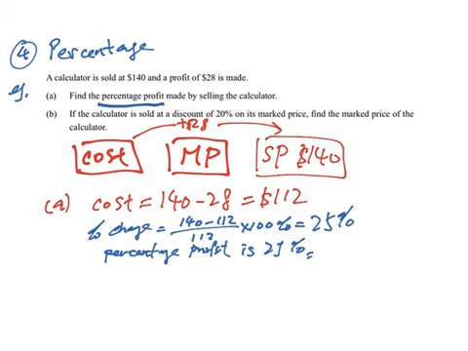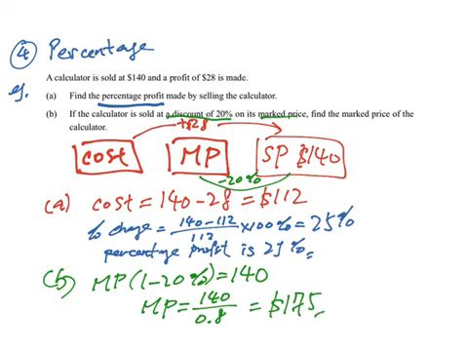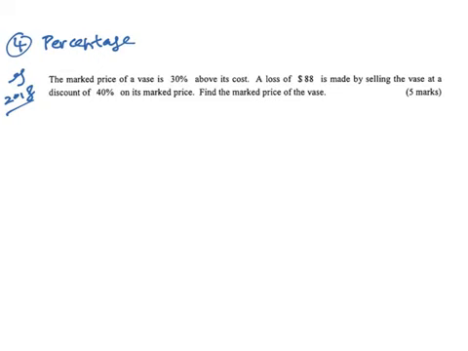In part B, the calculator is sold at a discount of 20% on mark price. So find the mark price. We are comparing the mark price and selling price with the discount 20%. So mark price times 1 minus 20% equals the selling price. So then 140. That means mark price is equal to 140 divided by 0.8. So it is equal to $175. Let's see another example.